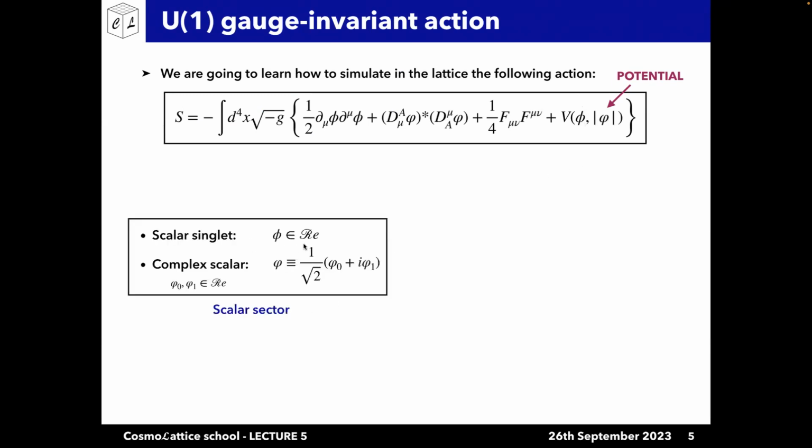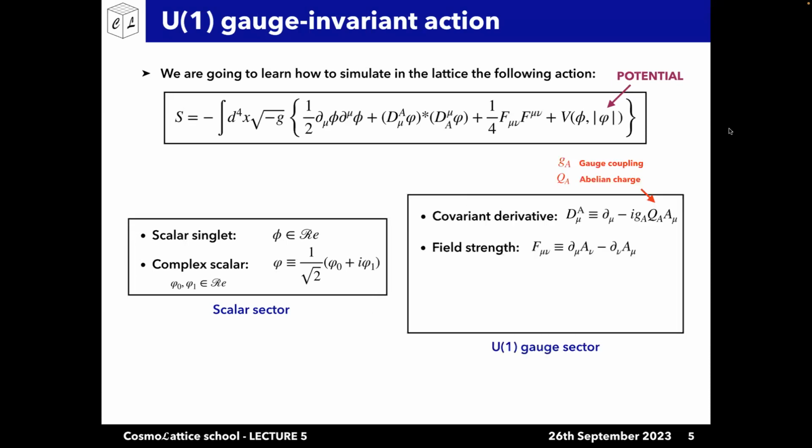So this is what I was saying. Phi is a scalar singlet. Curly phi is a complex scalar, which depends on 2 components, phi 0 and phi 1, which are real. Then this is the covariant derivative, where g_A is the gauge coupling and q_A is the abelian charge. This sets how the different scalars are coupled to the gauge field. This is the field strength.